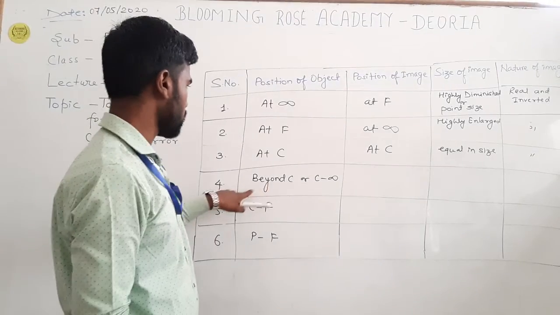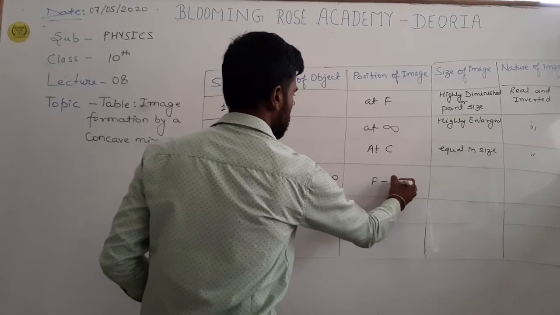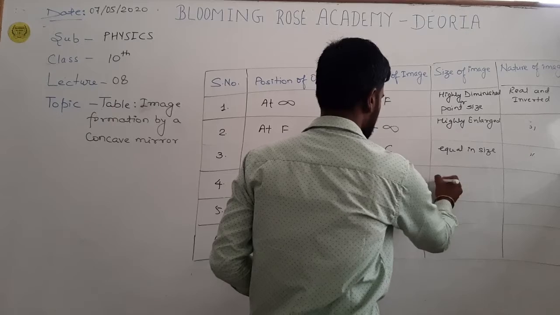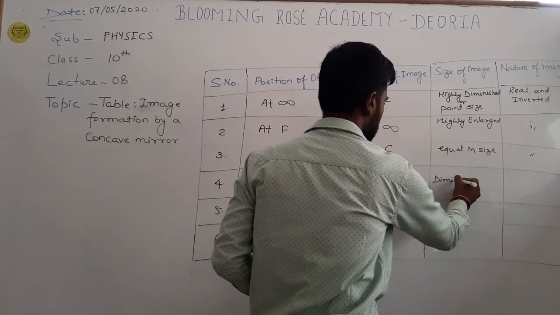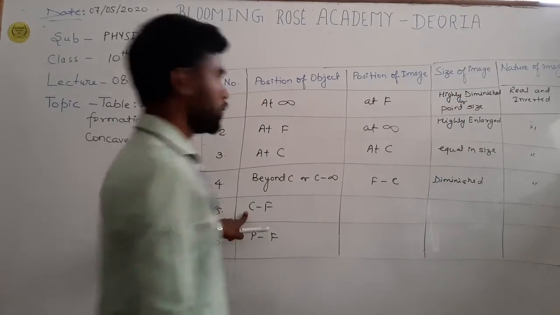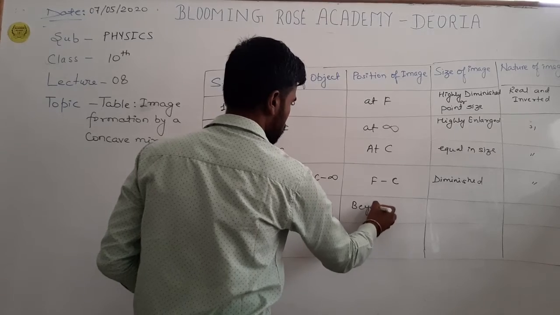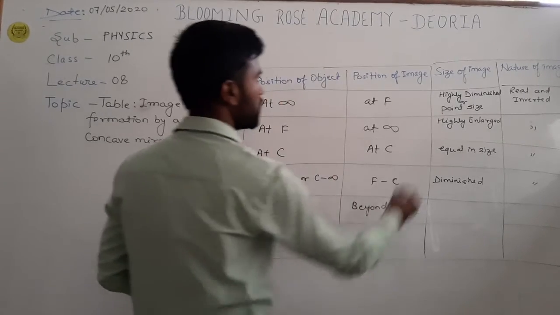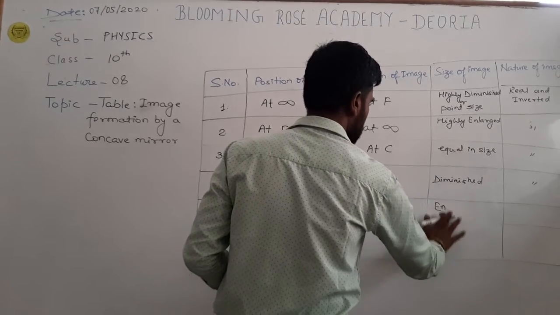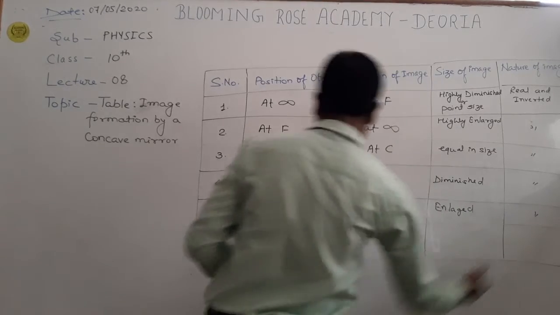When you put the object beyond C or between C and infinity, we get the image between F and C, and here the size is diminished or smaller than the object, and the nature is real and inverted. When you put the object between C and F, we get the image beyond C, and here the size is enlarged, and the nature is real and inverted.